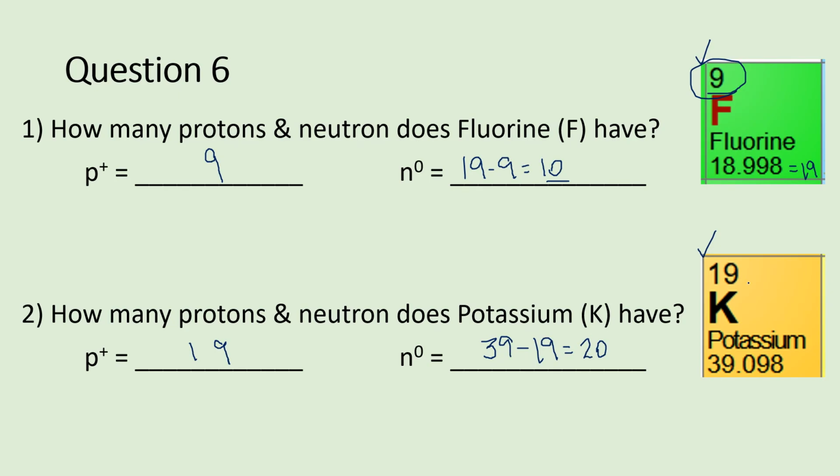For potassium, the atomic number, or the number of protons, is 19. You're going to take the mass number after you round it, which is going to be rounded to 39. And subtract off the proton number of 19, and that's going to give you 20 for the neutrons.